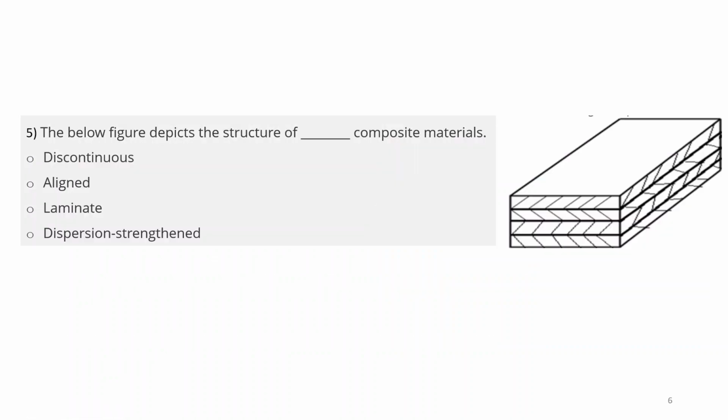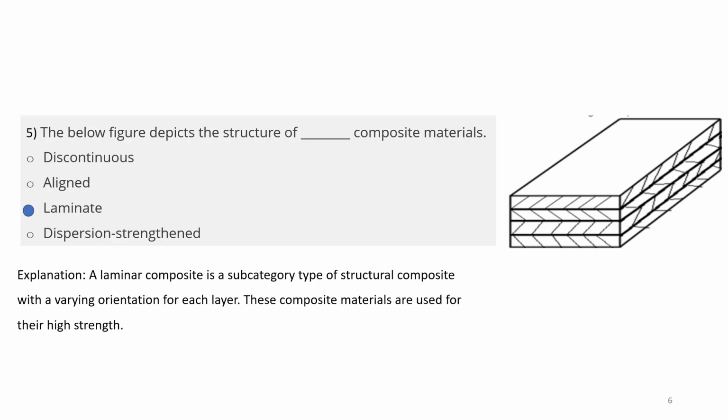Next question is, the below figure depicts the structure of blank composite materials. So your options are discontinuous, aligned, laminate and dispersion strengthened. So correct answer here will be laminates. As you can see, there are different orientations of laminates that are stacked above each other with the help of adhesives. Explanation: a laminar composite is a subcategory type of structural composite with a varying orientation for each layer. The composite materials are used for their high strength.